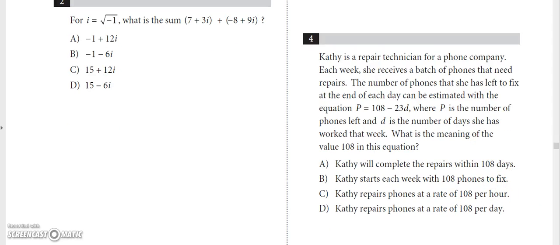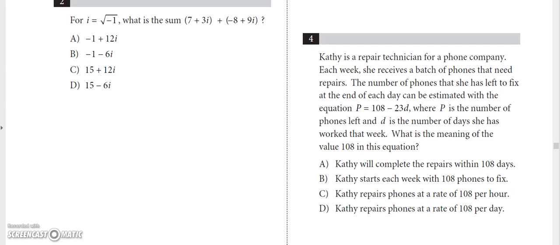Alright, it says Kathy is a repair technician for a phone company. Each week she receives a batch of phones that need repairs. The number of phones that she has left to fix at the end of the day can be estimated with the equation P equals 108 minus 23D, where P is the number of phones left and D is the number of days she has to work that week. What is the meaning of the value 108 in this equation?